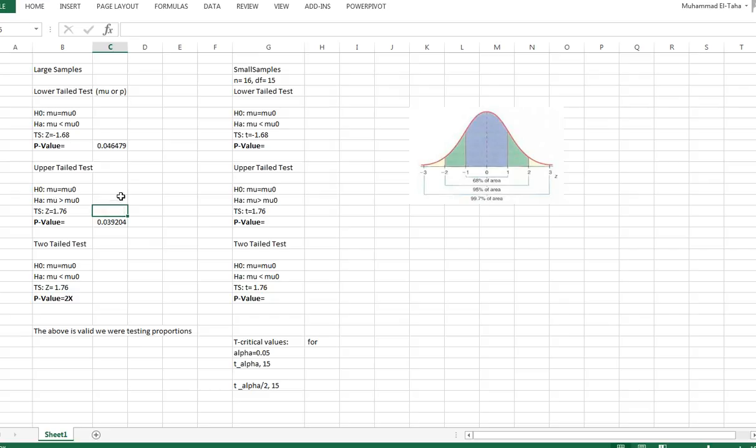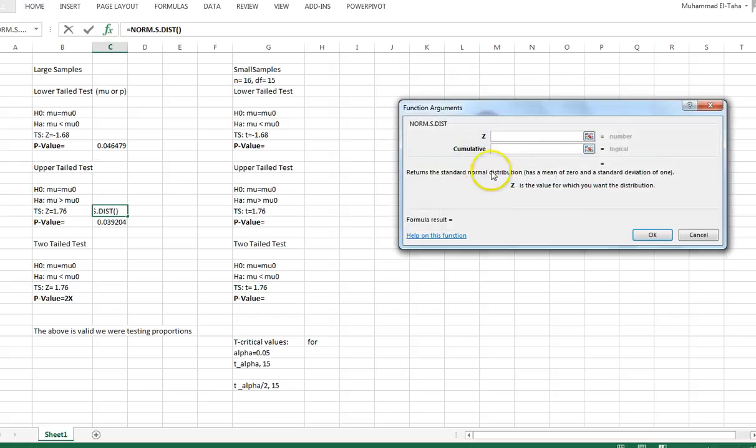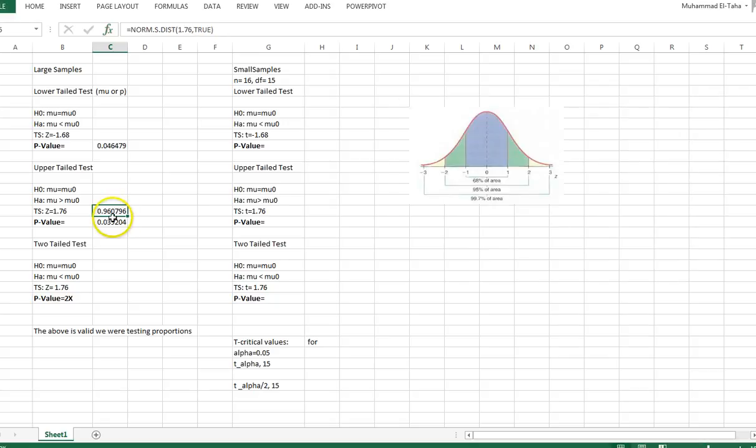However, if I wanted to just put in 1.76, let me do that. I click on the function, find the normal standard distribution again, put 1.76, put TRUE, and that's going to give me this value here, so I need 1 minus this to get the p-value. So basically I put 1.76 here, I got this area, but my p-value is here, so I need to take 1 minus that.